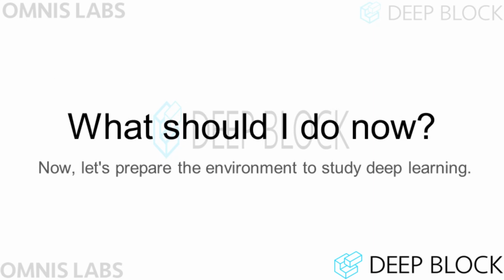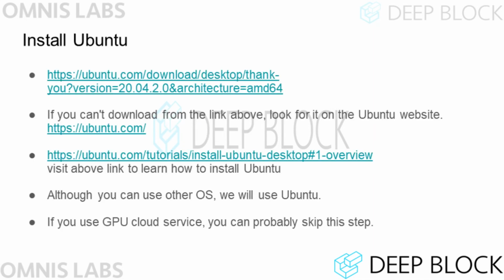Now, let's prepare the development environment to study deep learning technology. First of all, you need to install Ubuntu Desktop. In order to take this course, you must have Ubuntu or another Linux installed. Of course, this course is based on Ubuntu Desktop version 20 LTS. Ubuntu must be installed directly on your computer, not on a virtual machine. For instructions on how to download and install the Ubuntu OS image, please check the provided link.